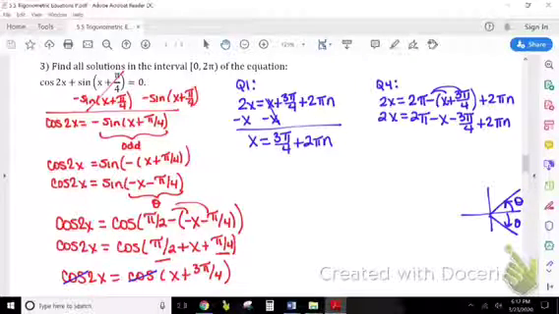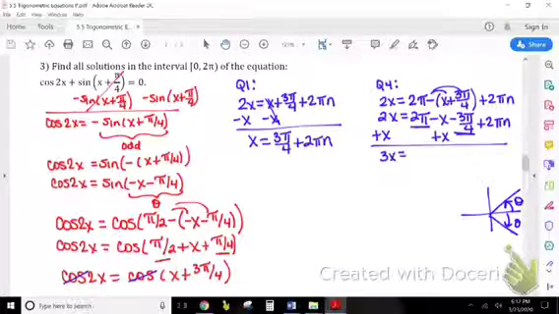Alright. I'm going to do two things here. I'm going to move this x over, and then I'm going to combine these two that are like terms. So when I do that, I've got 3x equals 2 pi minus 3 pi over 4. Remember, 2 pi is the same as 8 pi over 4 minus 3 pi over 4 is 5 pi over 4. And then we got our plus 2 pi n.